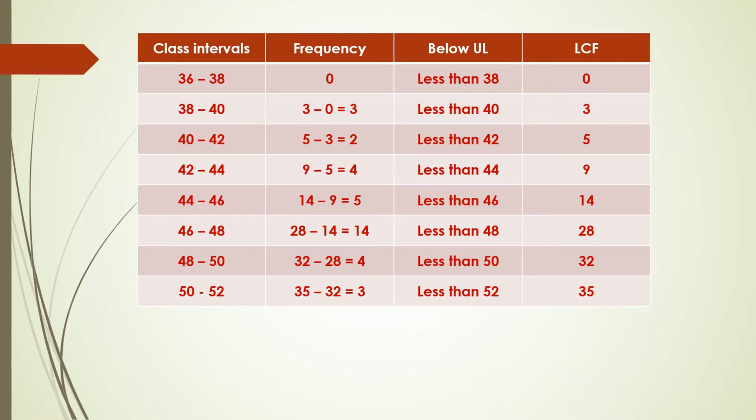Now, as this is a cumulative frequency distribution table, the class intervals should be continuous. That means the upper limit of any class is equal to the lower limit of its next class. Upper limit of the first class is 38. It should be equal to the lower limit of the second class. That's why copy 38. Upper limit of second class is 40.